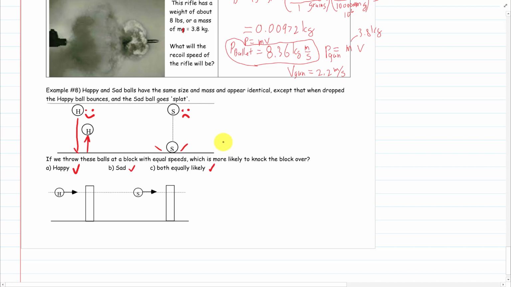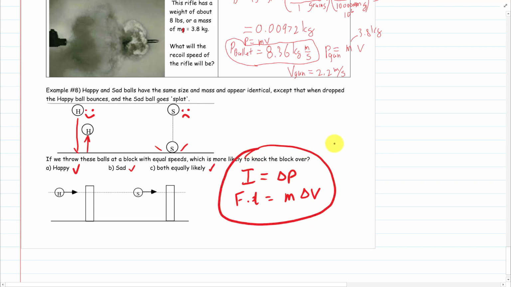Think about it. Please apply all the concepts that we've done. We've done a lot of concepts here. We've done impulse is equal to the change in momentum. And that's going to be a force times the time is going to be m times the change in velocity. Important. That's the big thing for this chapter.